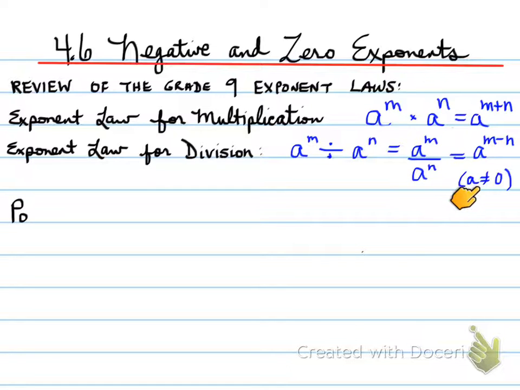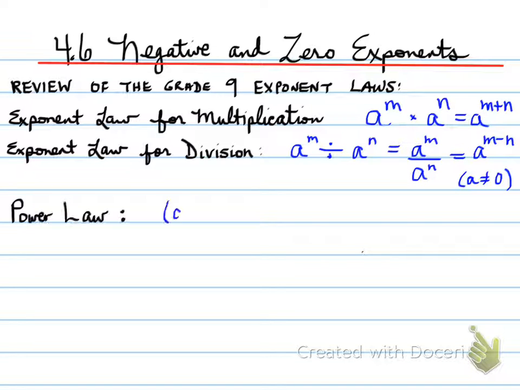Before I forget, keep in mind that the denominator, the base a, cannot equal 0. Why? Well, that would mean that this denominator is 0, and we know that every fraction is undefined when the denominator is 0. So that's very important to note.